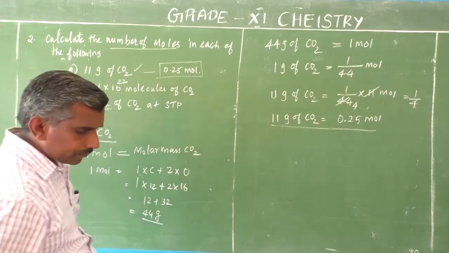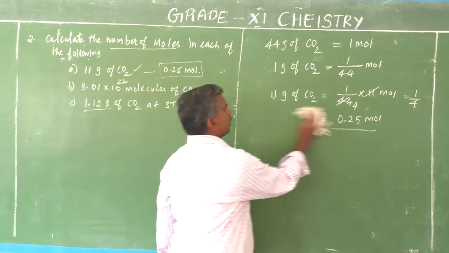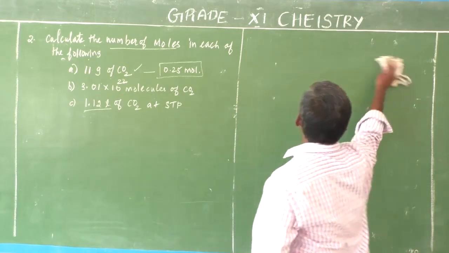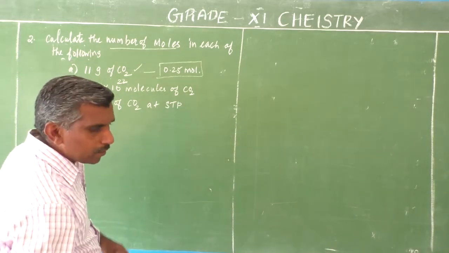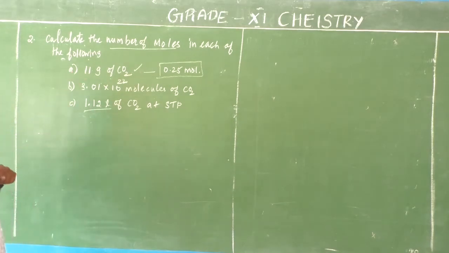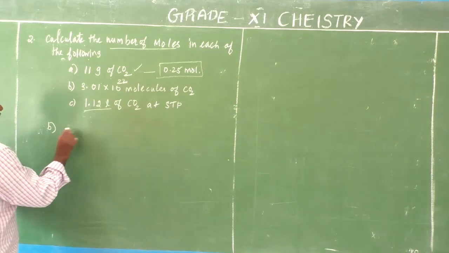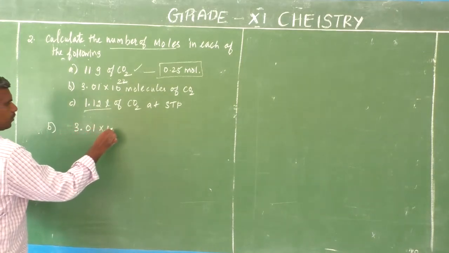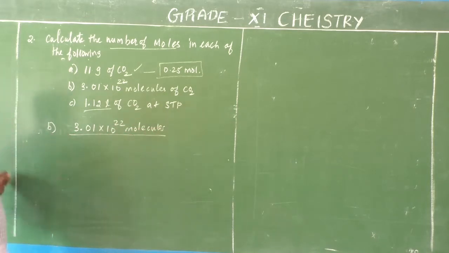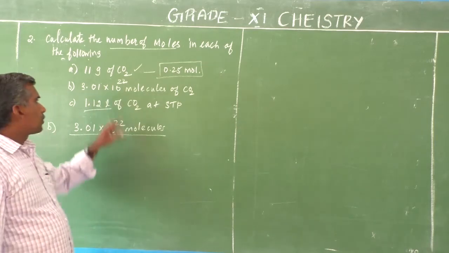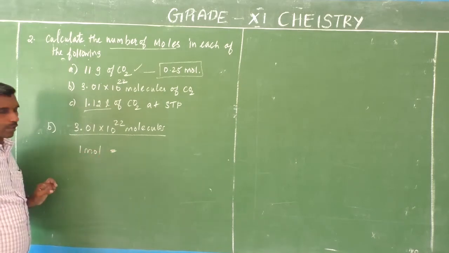Next question. Molecules are given, we find the moles. In the first question mass is given, we find the mole. In the second question molecules are given, we find the moles. B: what is the answer? 3.01 × 10^22 molecules. So you find the moles. You know 1 mole is equal to Avogadro number of molecules. This you already know.